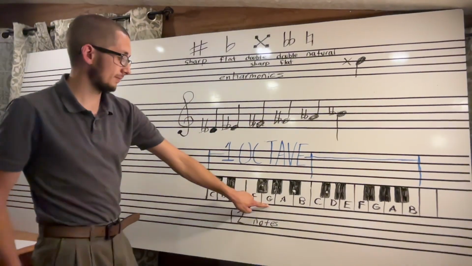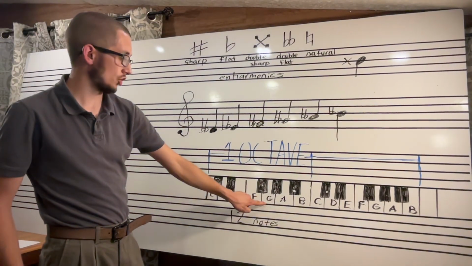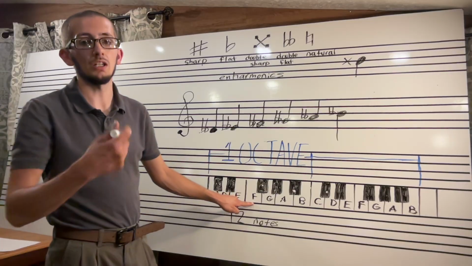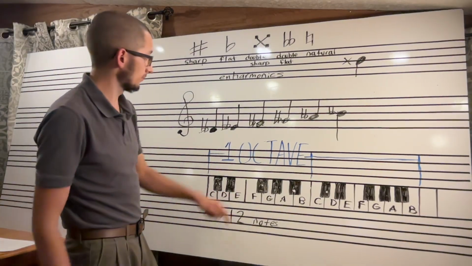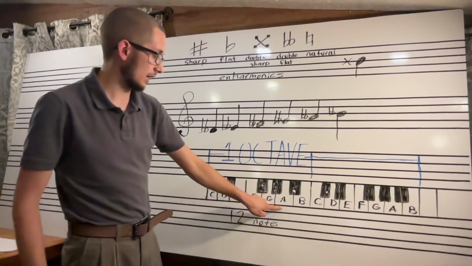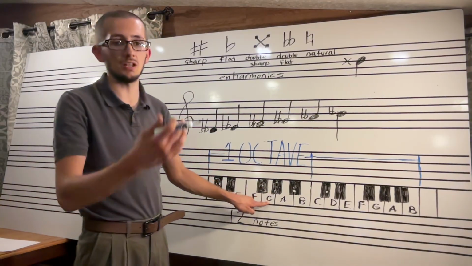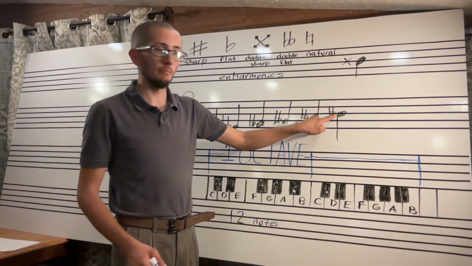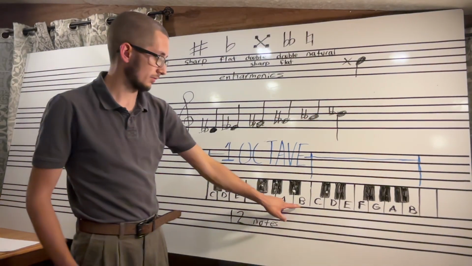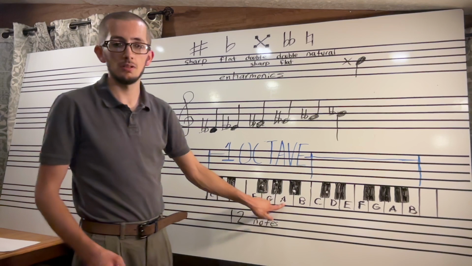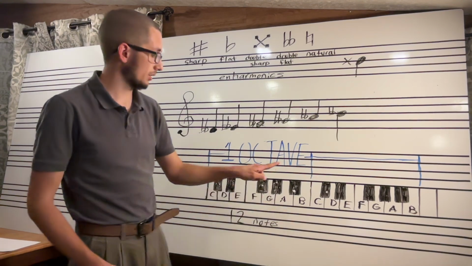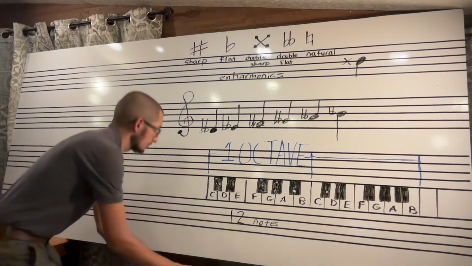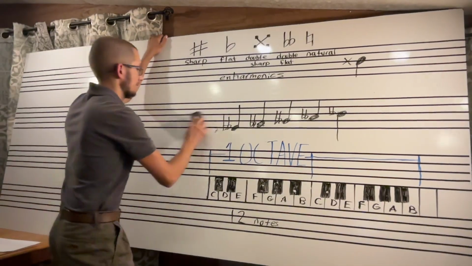G double flat, G minus 2 half steps, enharmonic equivalent of F. A double flat, A down 2 half steps, is an enharmonic equivalent of the note G. B double flat, B down 2 half steps, is an enharmonic equivalent of A. All right, so that takes care of double flats.